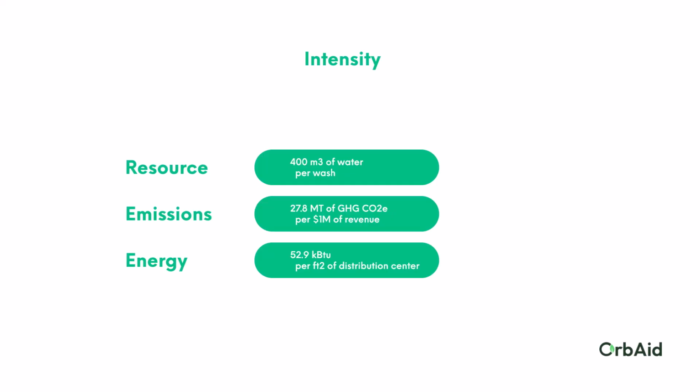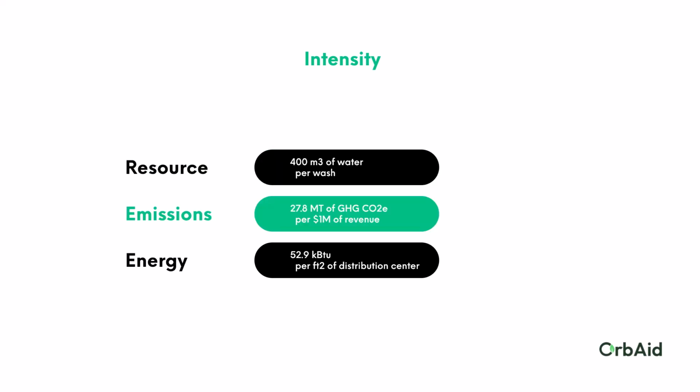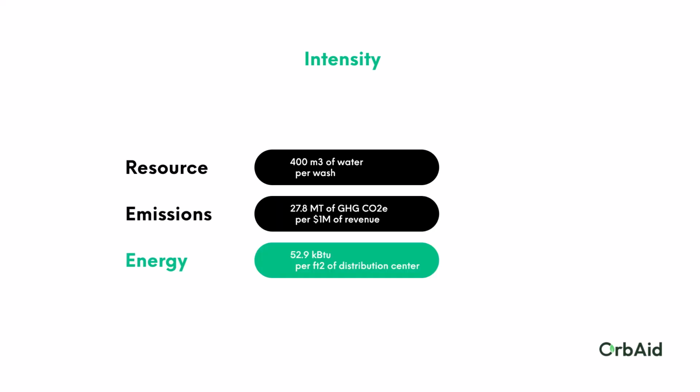There's been an explosion of sustainability information for teams to track. Intensity metrics can help you roll up many complex metrics into one simple ratio, which can enable clear assessments and communication for where your company is at in specific areas. Examples include resource intensity, such as an appliance manufacturer tracking the number of cubic meters of water per wash on average for their washing machines. Emissions intensity, such as tracking your company's combined Scope 1 and 2 greenhouse gas emissions per $1 million of revenue. And energy intensity, such as tracking your company's energy use per distribution center.